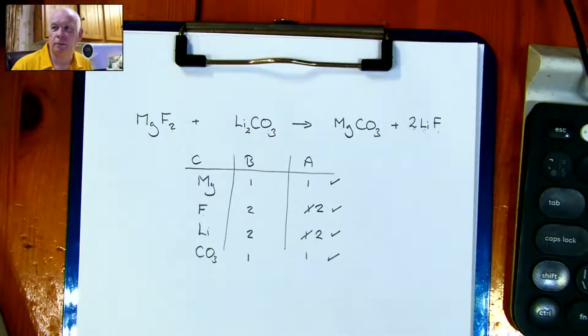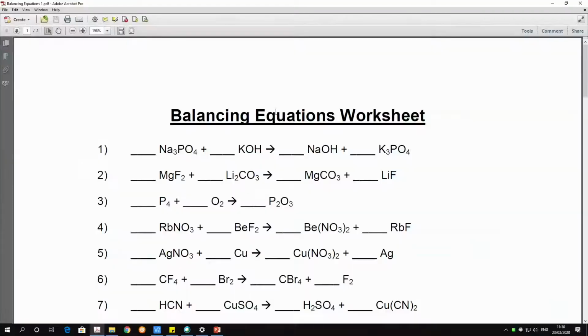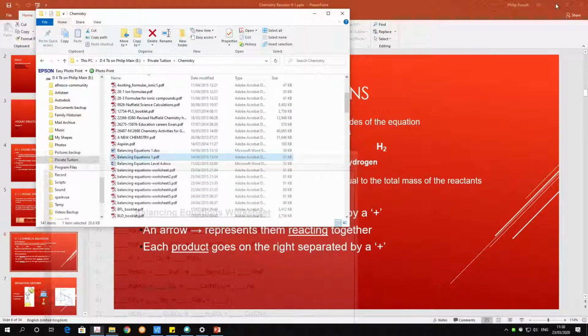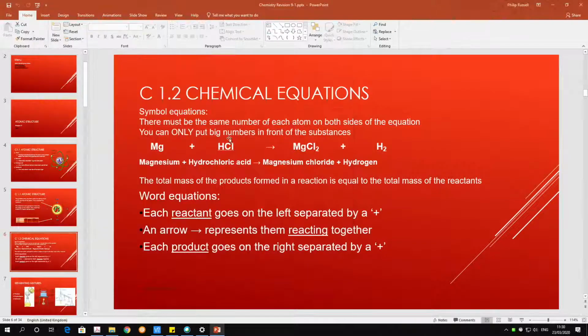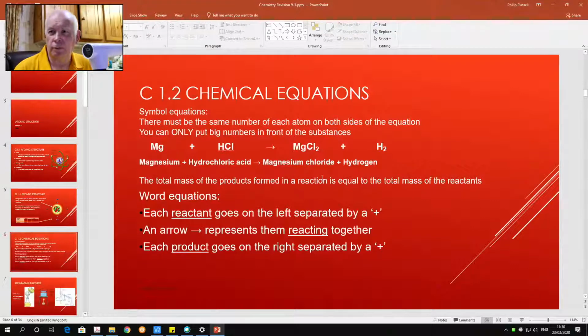So let's pull up the slides again, and we finish with this little bit, so I can get rid of that. And let's summarize what we've just had a look at. So on this slide, we've got magnesium plus hydrochloric acid giving me MgCl2 plus hydrogen.